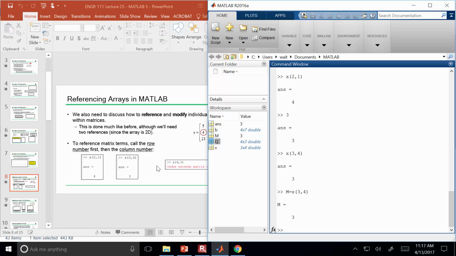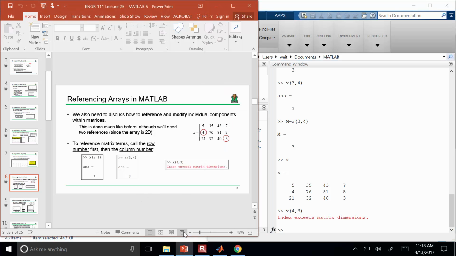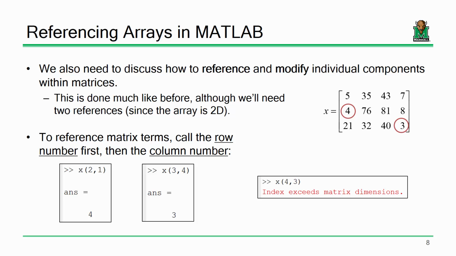So that was just our row 3, column 4. But if we ask it to call on, so just to refresh our memory, here's x. If we say, tell me the 4th row and the 3rd column, there is no 4th row, so we get the error message there that it can't call out the data because it exceeds what exists in that matrix X. There isn't a 4th row. There's only a 3rd row. Any questions about how we call on the individual elements in a matrix?